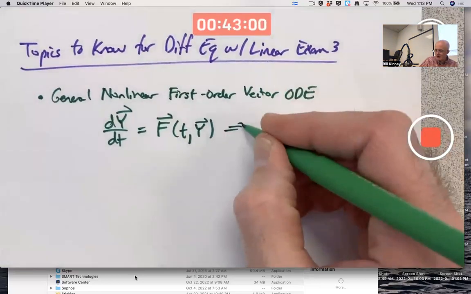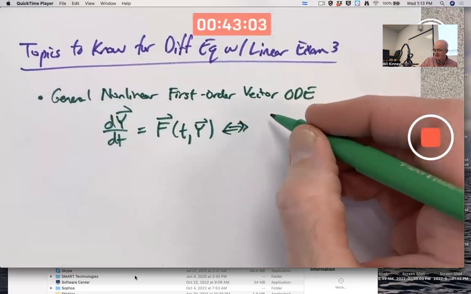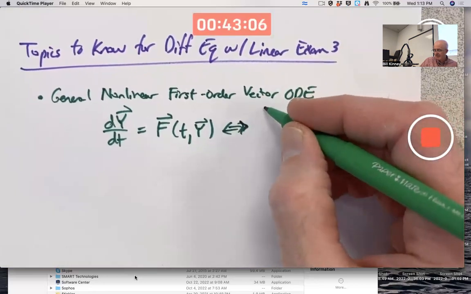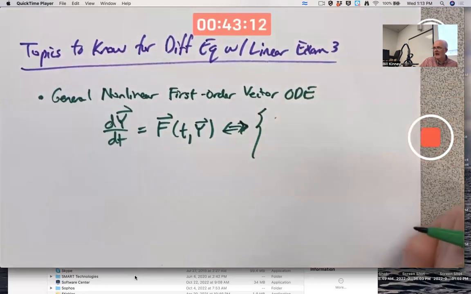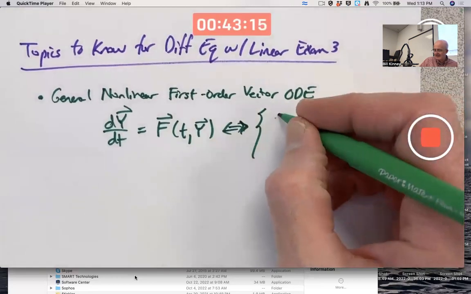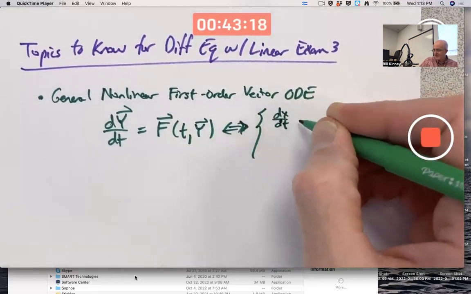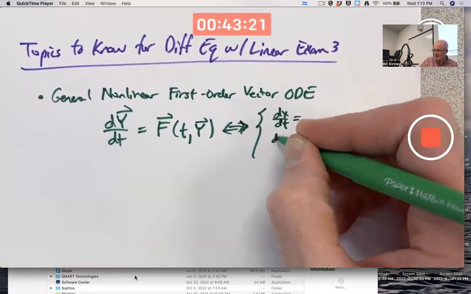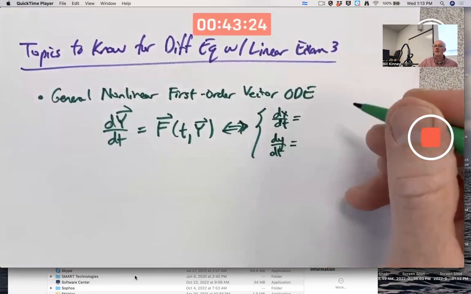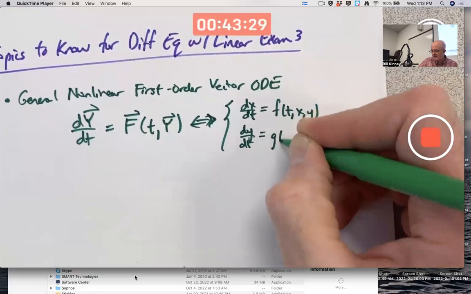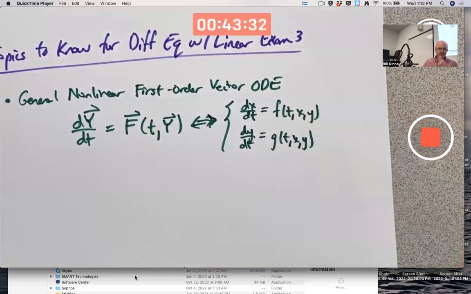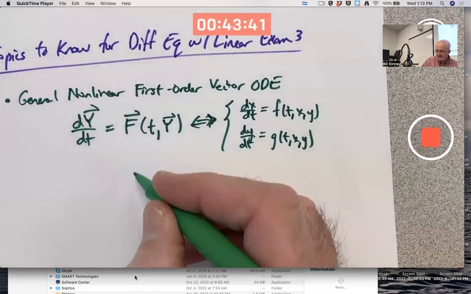This is equivalent to some sort of system of scalar equations. And in the two-dimensional case, we would typically let vector y have components little x and little y. And the first equation would be dx dt equals something, and the second equation would be dy dt equals something. What would those somethings be? You could call them little f of t comma x comma y and little g of t comma x comma y. You should understand the idea of such a system, the idea of how the solutions would be graphed in some phase plane.